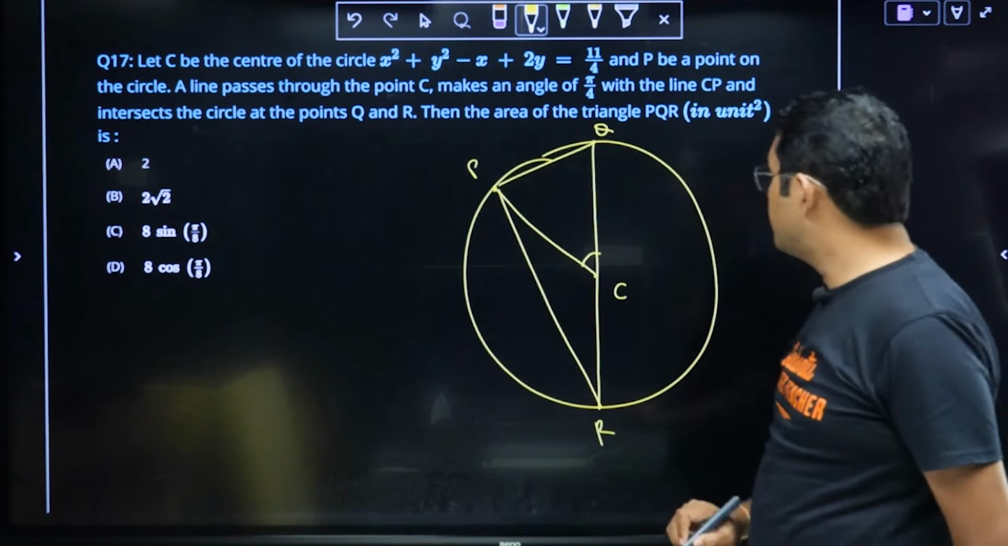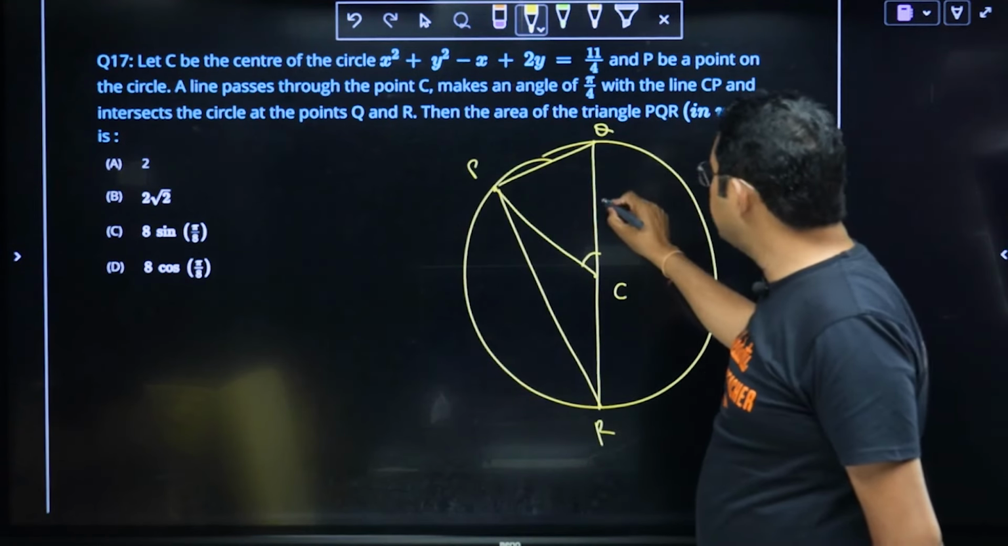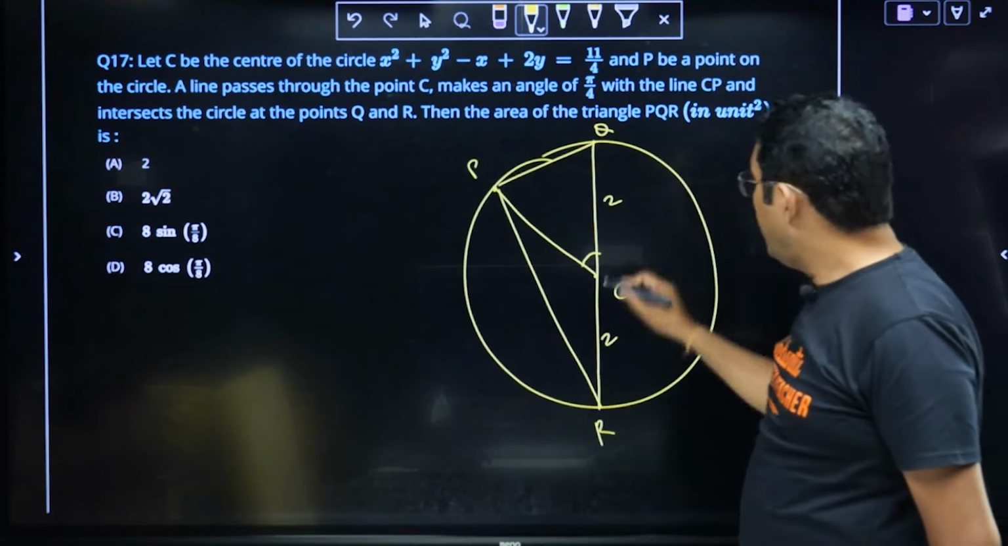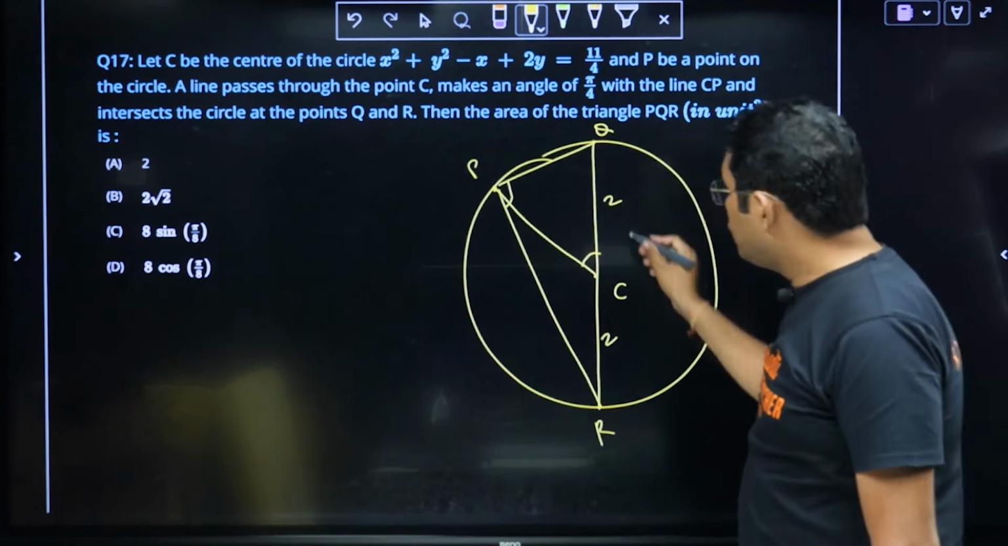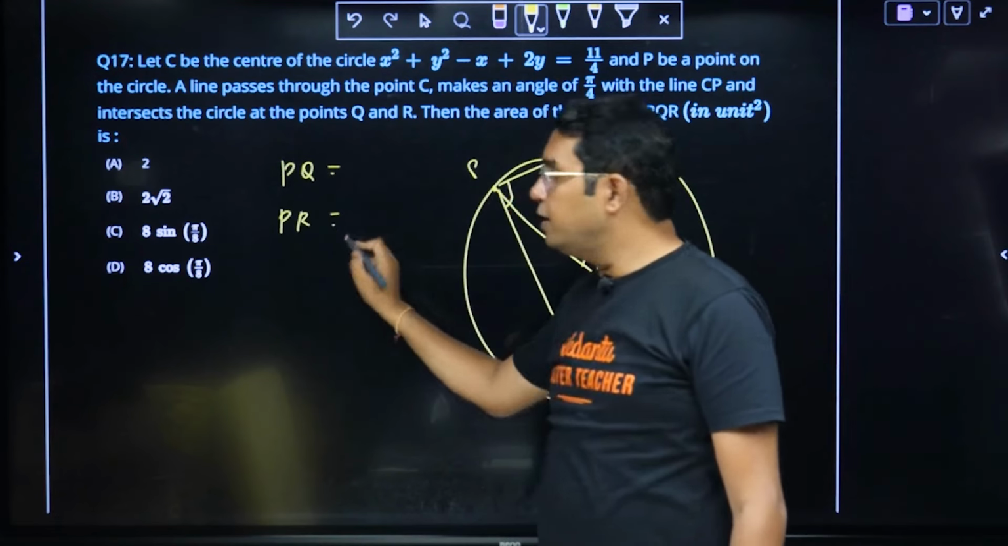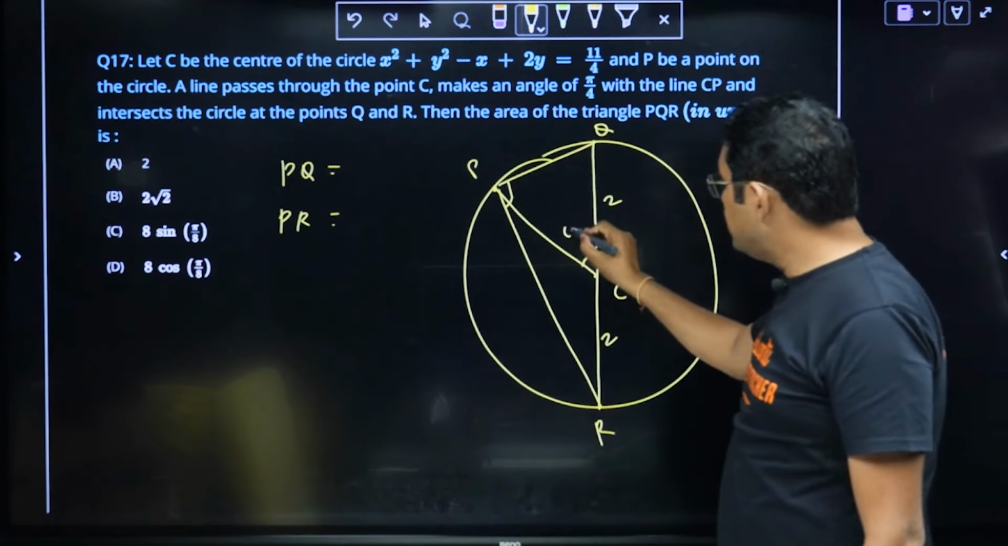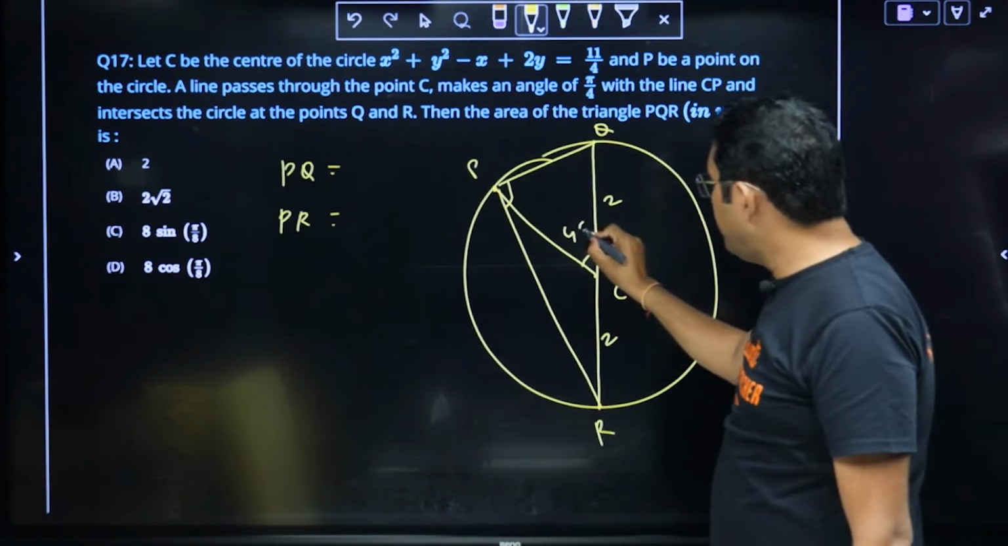Now please see how this question can be done. First of all, if we find the radius, it comes out to be 2. So it will be 2 plus 2, 4. And because QR is a diameter, this angle will be 90 degree. Now to find the area of this triangle, I can find PQ and PR, and then half base into height will give the area. How? Please see, if this angle is 45 degree, this angle will be 22.5 degree from the property of circle. So if this hypotenuse is 4, the base PR will be equal to 4 cos 22.5. And similarly, this PQ will be 4 sine 22.5.